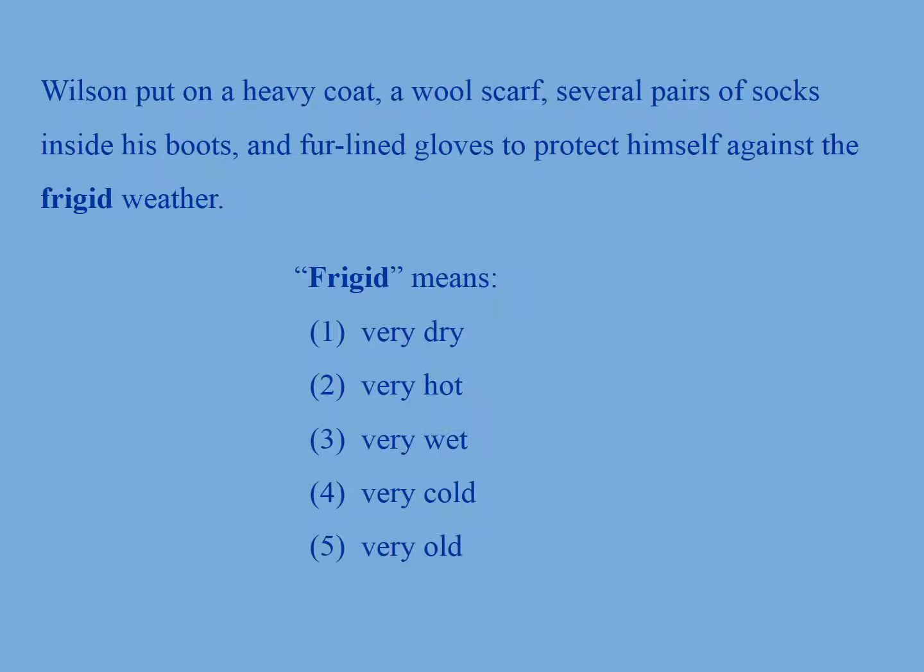Let's do another example. Wilson put on a heavy coat, a wool scarf, several pairs of socks inside his boots, and fur-lined gloves to protect himself against the frigid weather. So we are looking at what Wilson put on. Logic and common sense lets us know that we do not wear a heavy coat, a wool scarf, 2 or 3 pairs of socks and boots, and gloves with fur in them during the summer months, right? And so this type of clothing is meant to protect us against very cold weather. And so frigid would mean very cold.